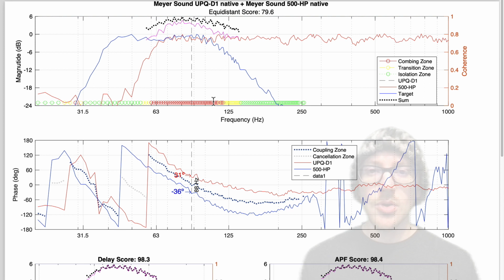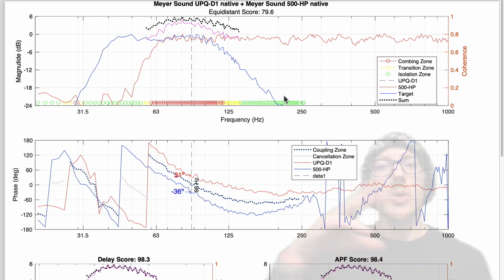So what does this mean? Red means that we have the biggest risk and reward, right? We talk about how we have the potential for 6 dB of summation or lots of cancellation, right? And in the transition zone, we have medium risk and medium reward. So we could get a little bit of summation and a little bit of cancellation. Then over here in the isolation zone, we're kind of less interested.